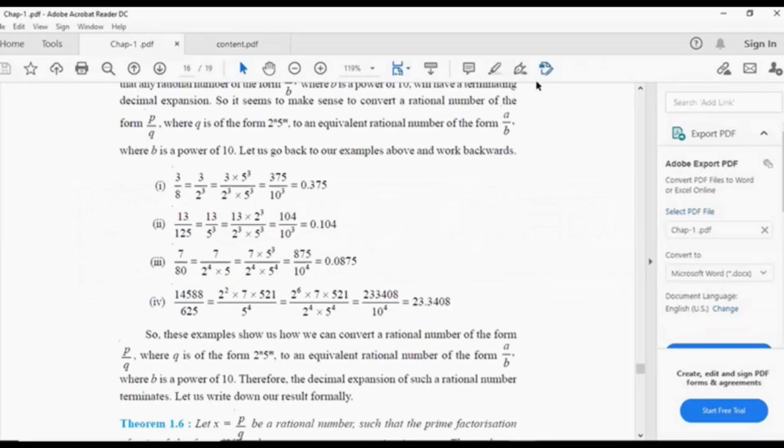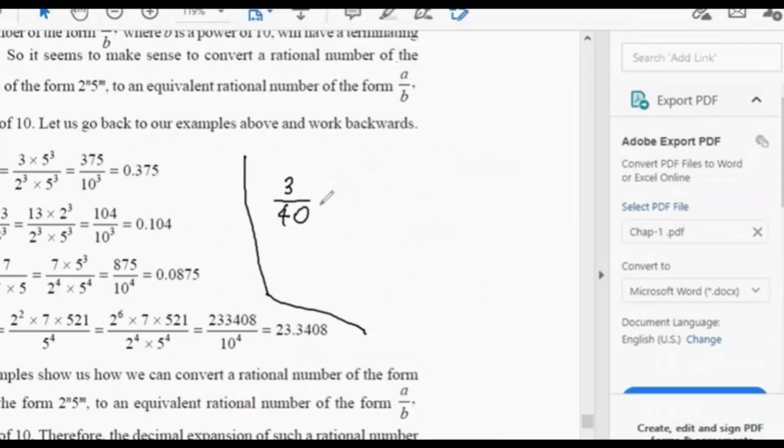Suppose the question is to find the decimal form of 3 by 40. We want to check whether this is a terminating or non-terminating rational number. How can we check it? We factorize it. It can be written in the form 3 by, what is the prime factorization of 40? 2 cube into 5. So it is terminating, right? This is of the form 2 raised to n into 5 raised to m.